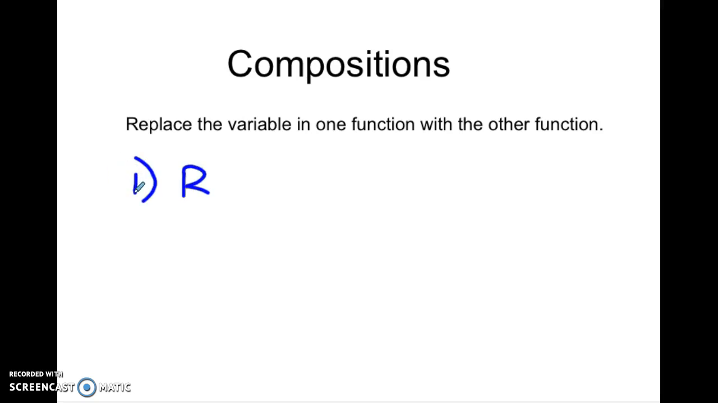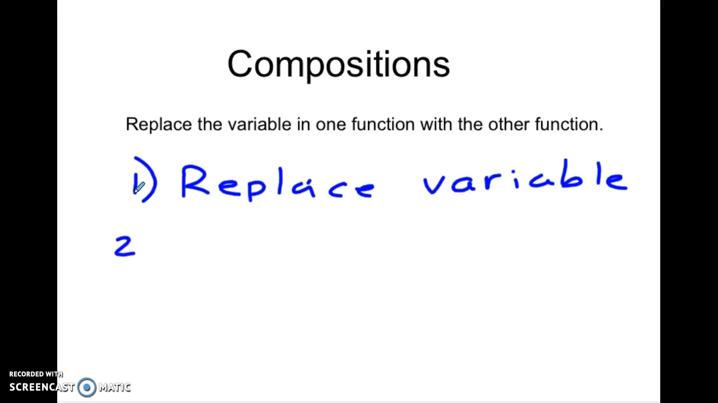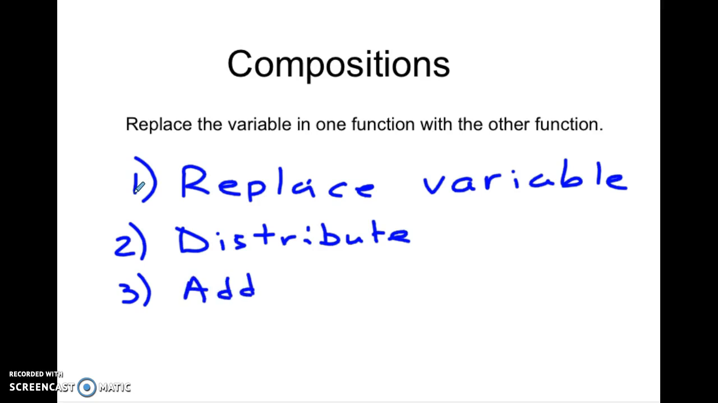In our case, we're going to fall into three steps actually. We're going to replace the variable, like I said, with the other function. Since we're going to do basic ones, your next step will be to distribute. And your third step will be to add like terms together. This may sound a little confusing right now. I'm hoping that as we go through a couple examples, it will become more clear.